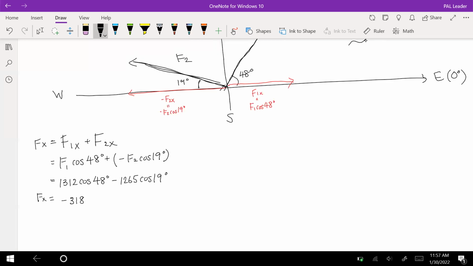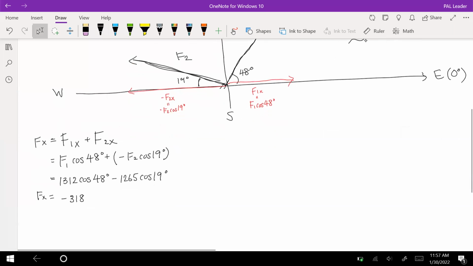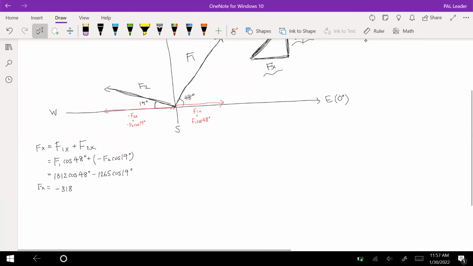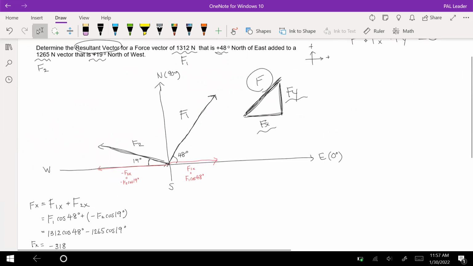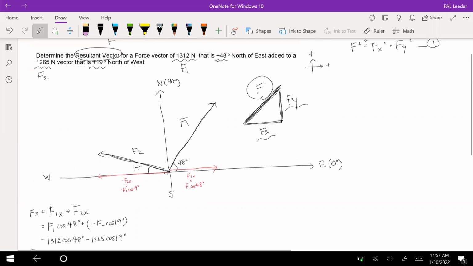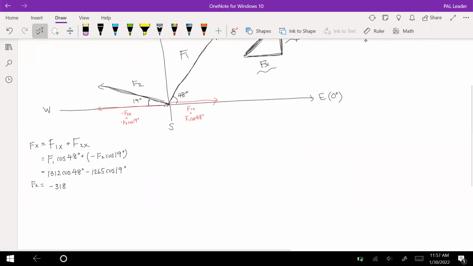It's always good to do a reality check on whether the number you get seems realistic or not. Some problems are easier to check than others. So I don't know how I feel about negative 318 right now, but we'll just keep going. So we have Fx.